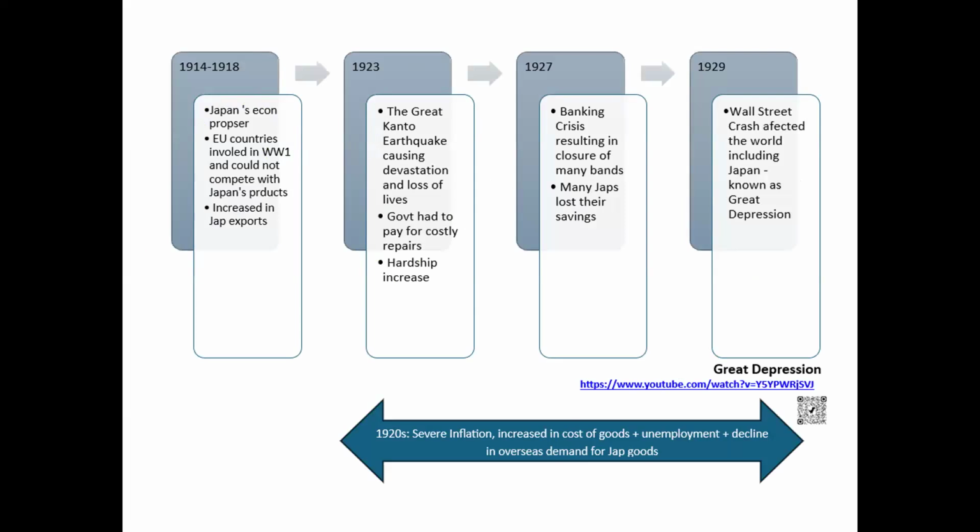And you can see that starting from the 1920s, 1923, 1927, and 1929, Japan was in an economic dilemma. You had the banking crisis, you had the Wall Street crash, and then you had the Great Depression. All of this led to severe inflation. The prices of goods were really, really high. Unemployment, obviously. And because the rest of the world couldn't buy Japanese goods, it was really hard for Japan to sell. A lot of business owners closed down, and it led to even more unemployment.